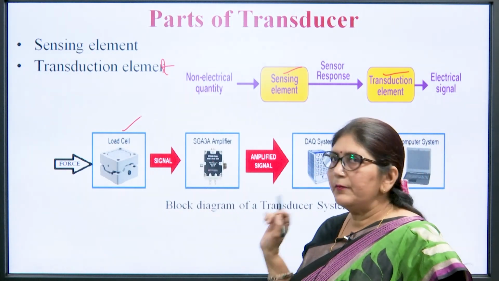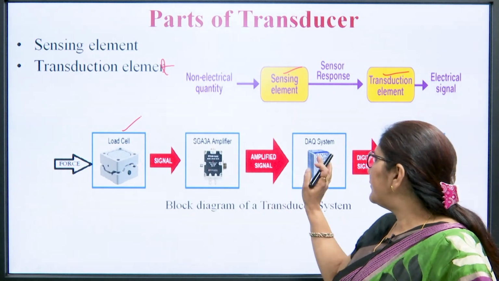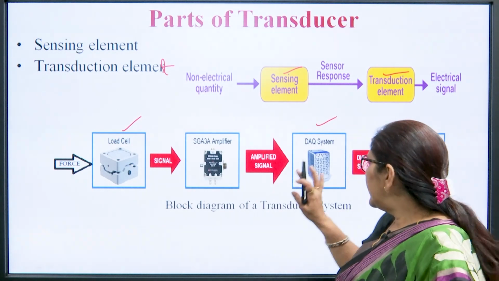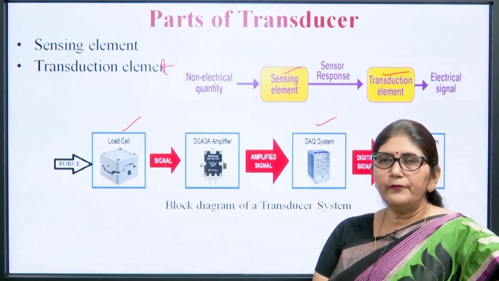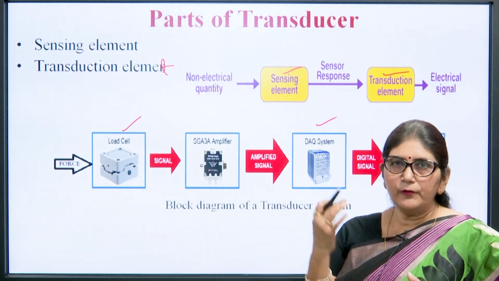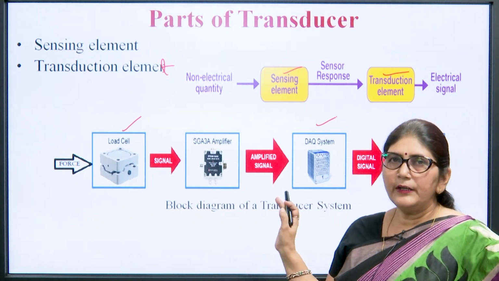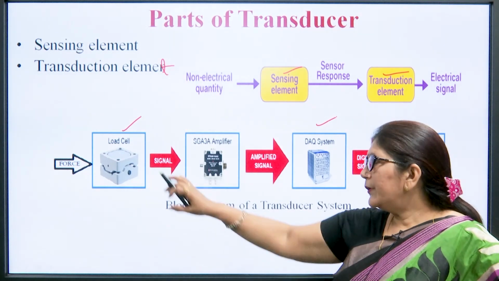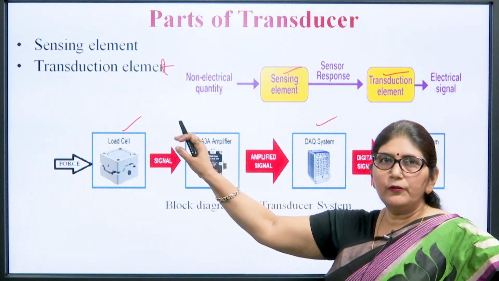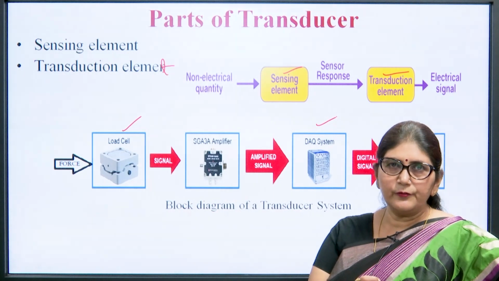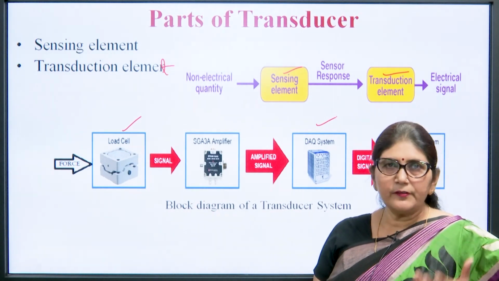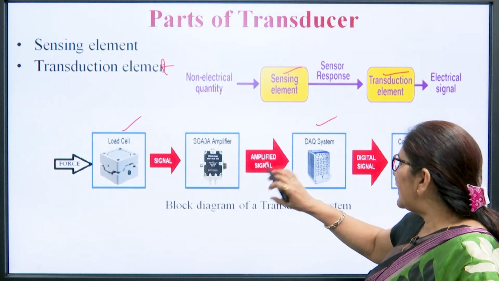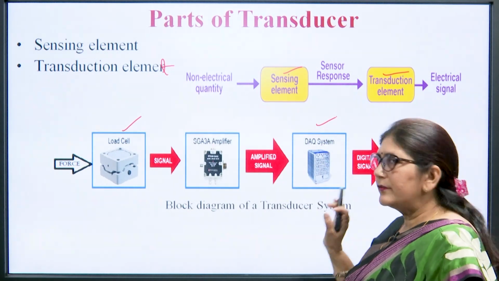The amplifier circuit amplifies the signal, then it is fed to the data acquisition system. The data acquisition system may consist of filters and a low noise amplifier. It can extract the original signal from the noise signal, because it is possible that in the load cell a noise signal is introduced. So, we have to extract our signal from the noise signal, and that amplified signal is fed to the data acquisition system.